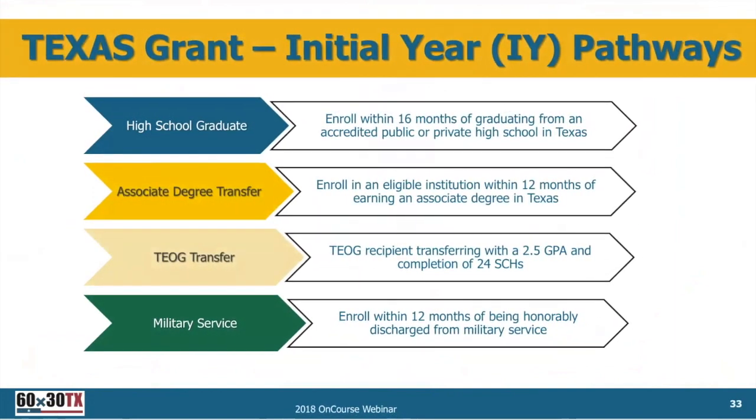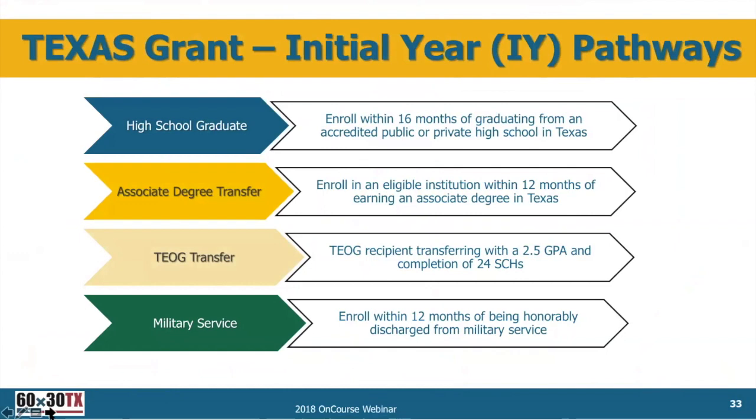In order to enter the Texas Grant program, there are 4 pathways that a student can be in to qualify. The first one is the high school graduate pathway. The student has to enroll within the first 16 months of graduating from a public or private accredited high school in Texas. The second pathway is an associate degree transfer. So the student can enroll in an eligible institution within 12 months of earning their associate degree in Texas.